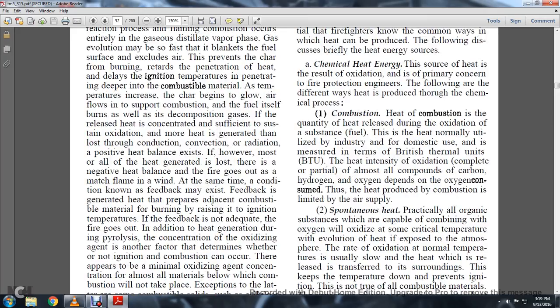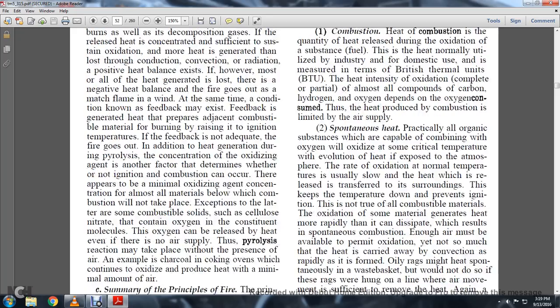1. Combustion. The heat of combustion is the quantity of heat released during the oxidation of a substance or fuel. The heat is normally utilized in industry and domestic use, and is measured in British thermal units. The heat intensity of oxidation, complete or partial, of compounds with carbon, hydrogen, and oxygen depends on the oxygen consumed, but the heat produced by combustion is limited by the air supply.